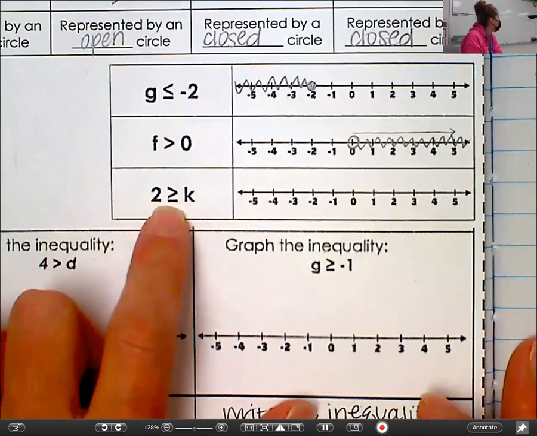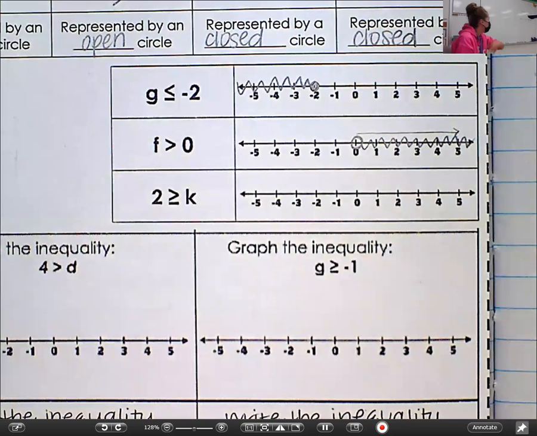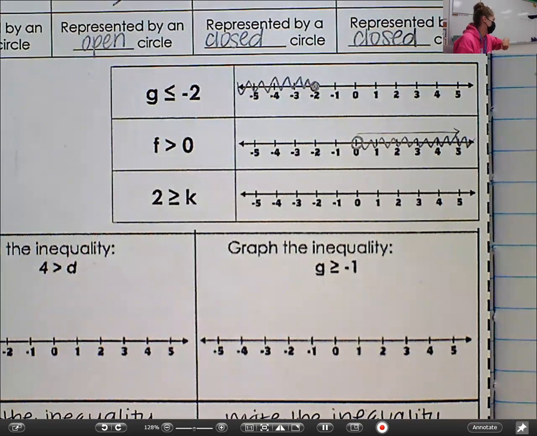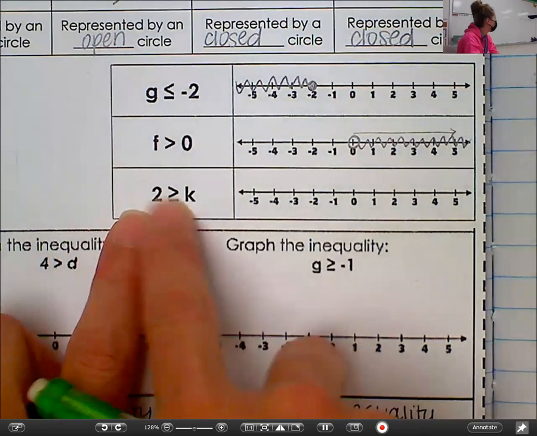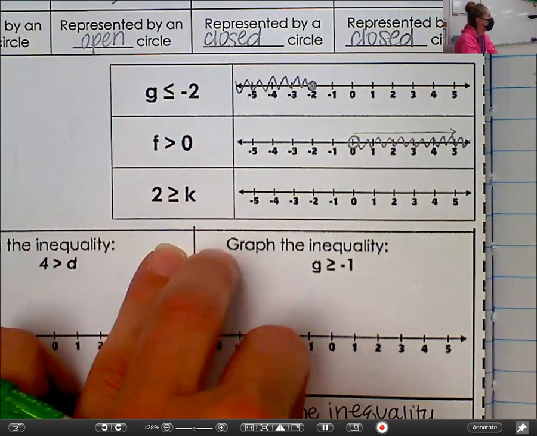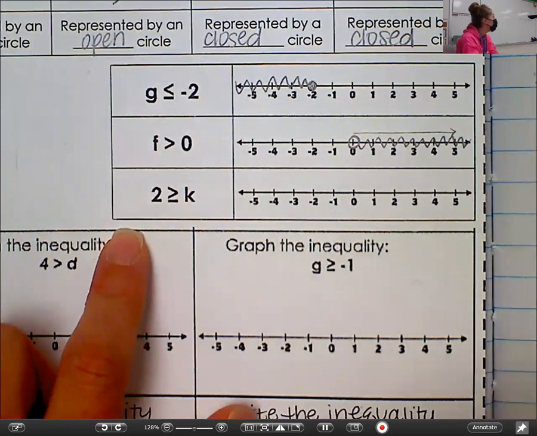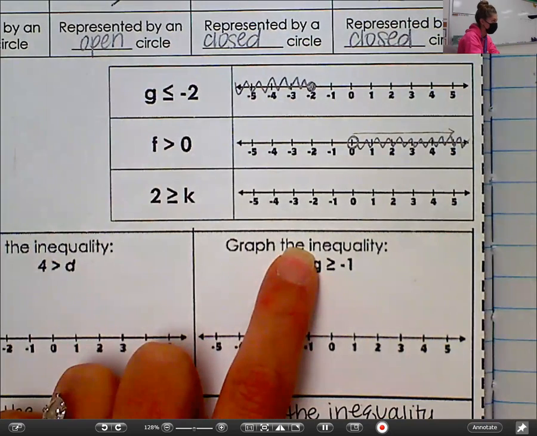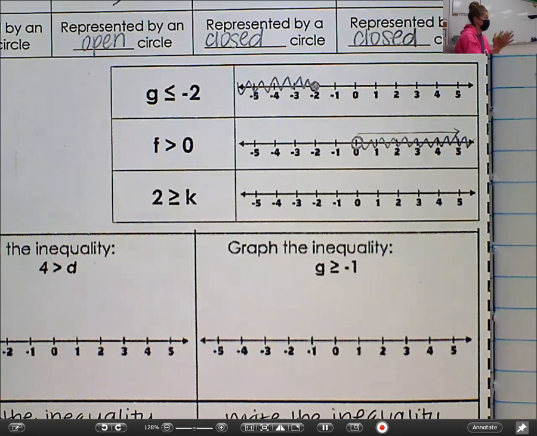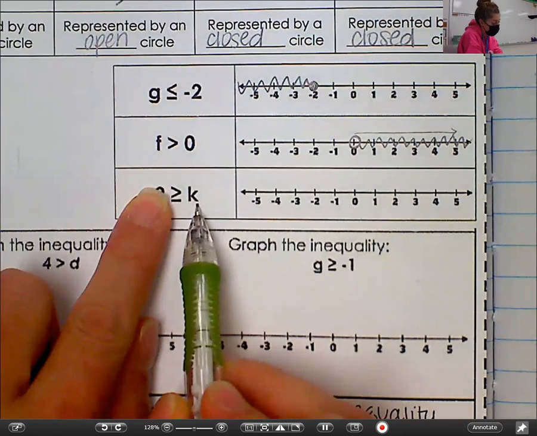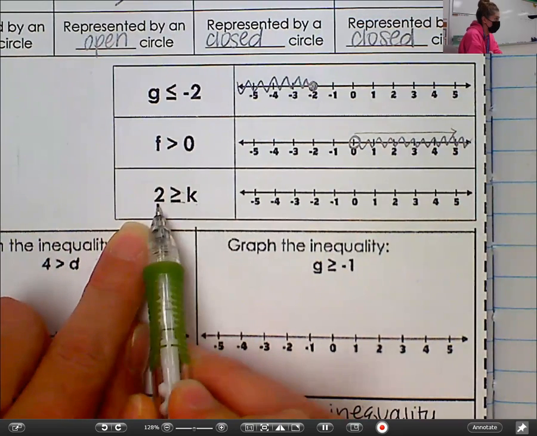Now I always throw in this last one because the variable is allowed to be on the right side instead of the left, right? So all of a sudden when you read this one, you can get a little confused. My brain, and I'm a veteran, I've been doing this a long time, if I tried to read it as 2 is greater than or equal to k, that's confusing for my brain to try to graph. Does that make sense? So I always want you to read the inequality, start at the variable, and then read it either left to right or right to left, just depends. So here it says k is less than or equal to 2.